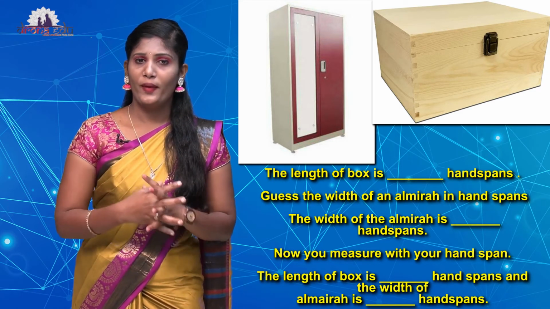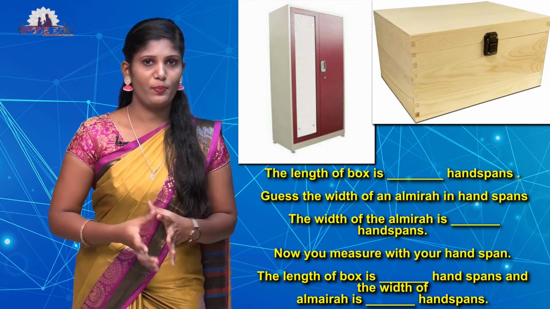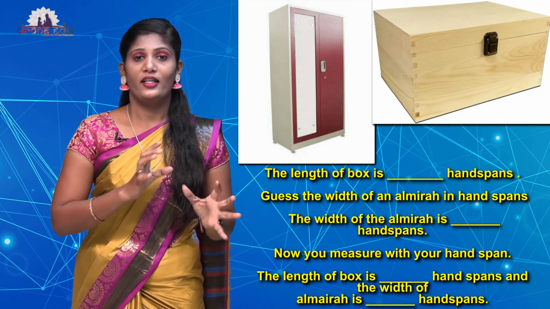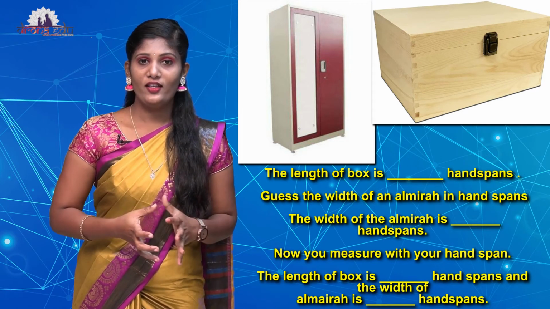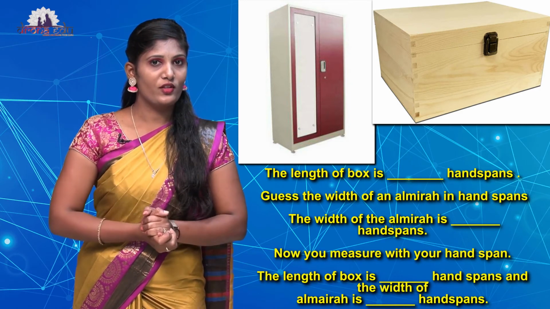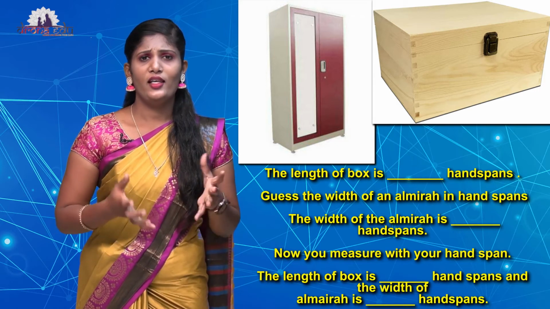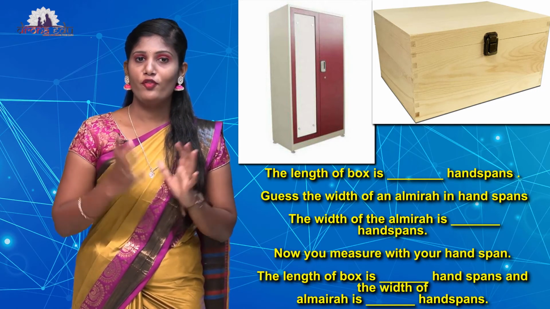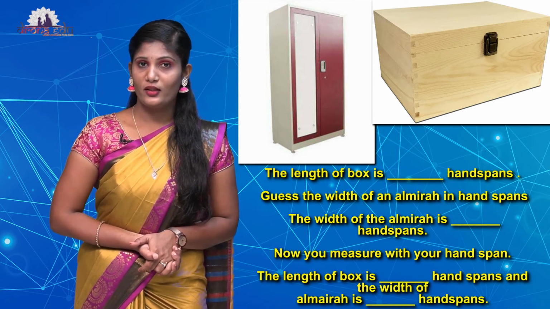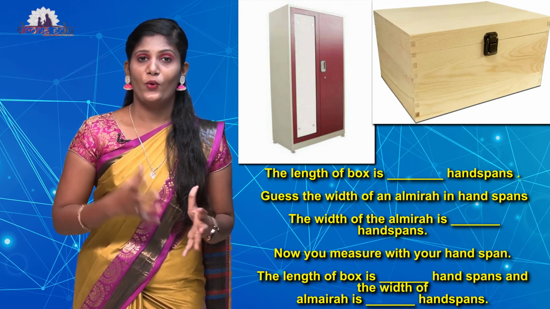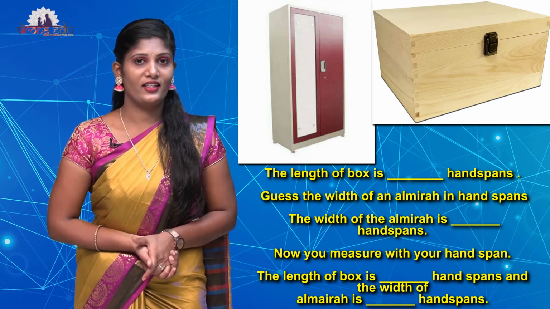So now you measure with your hands. I will tell some things, you have to measure them with your hand span, right? So the length of the box is dash hand span and the width of the almirah is dash hand span. Yes children, so here I told you already the length of the box, it might be 3 hand span, right? Then the width of the almirah, let us guess as 4 hand span, right? So we have to write 4 hand span. So now, did you find any difference in guesswork and the actual length measurement? Of course, yes children. There will be a lot of difference when we guess a length and when we measure it exactly, right children?